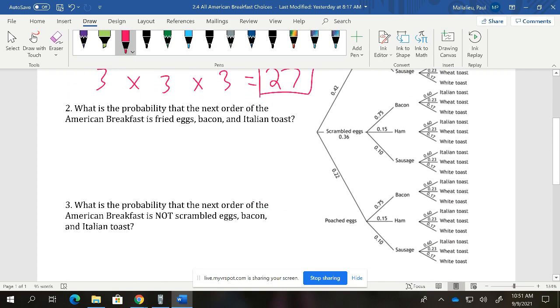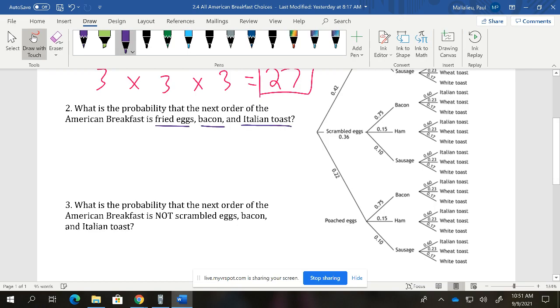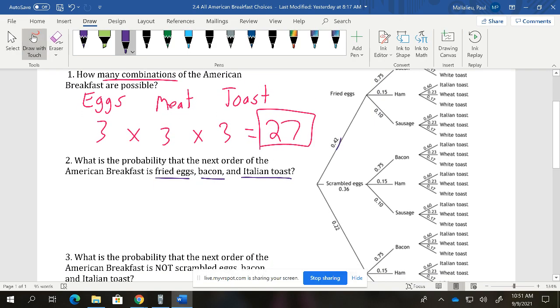All right, so what's the probability that the next order of American breakfast, when someone comes in, is going to be fried egg, bacon, Italian toast? What we do is go off of the decimals here, which are the percentages that they've come up with at this specific restaurant. Fried egg we see is the majority of customers. It's not quite the 50 for an over majority, but it is more than the other two. So 42% is what would be fried egg. That's our fried egg right there.